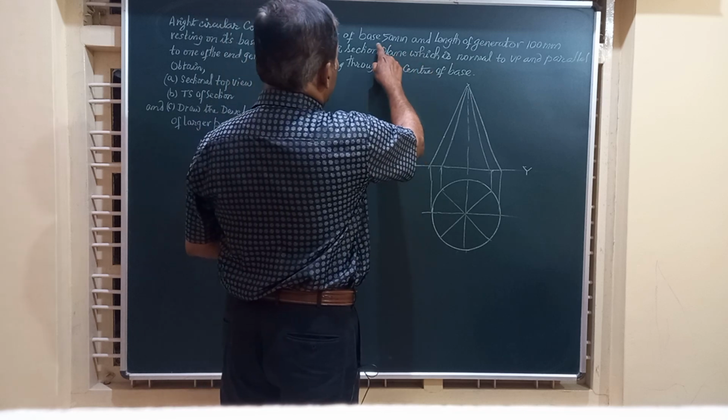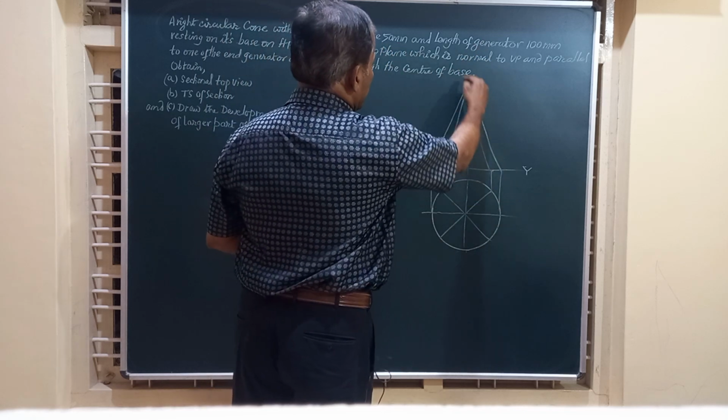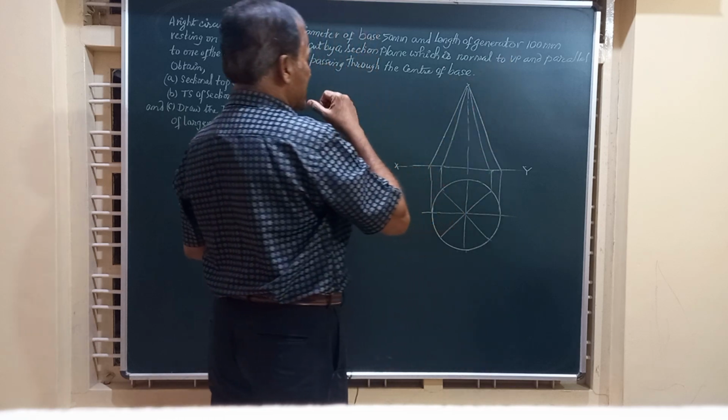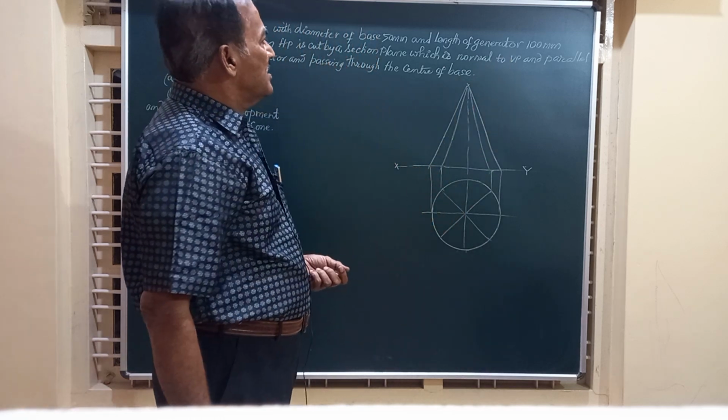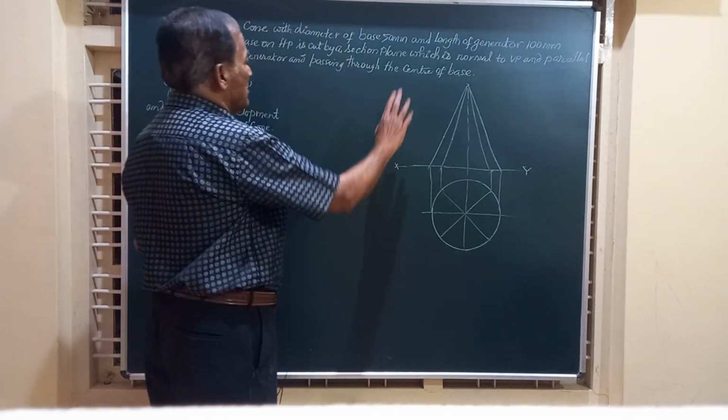In this video, we are going to draw the development of a right circular cone whose dimensions are given as the base 50 mm and one of the end generators has a length of 100 mm. They have not given us the height. I will tell you how to find out the height of this cone.